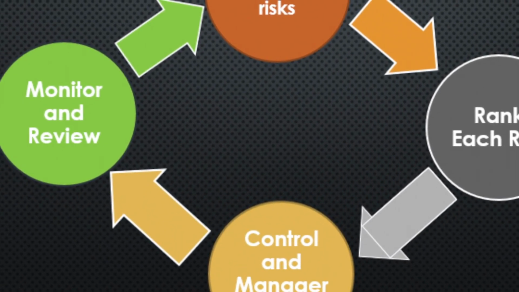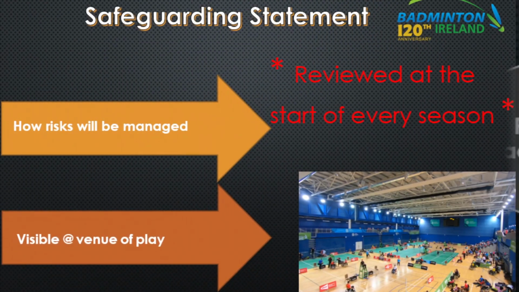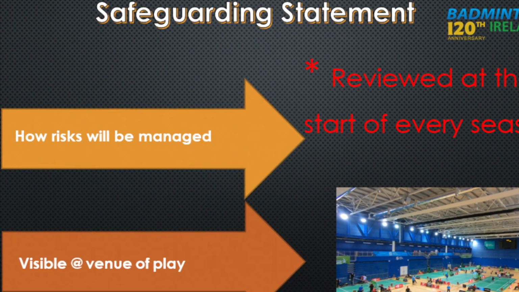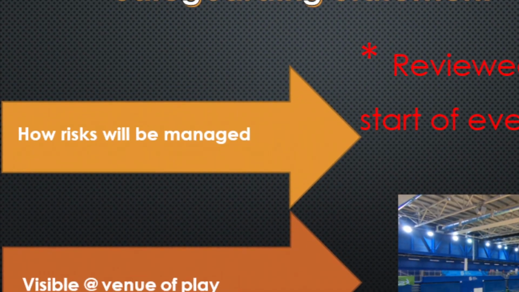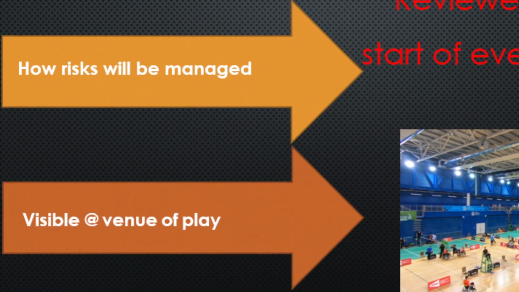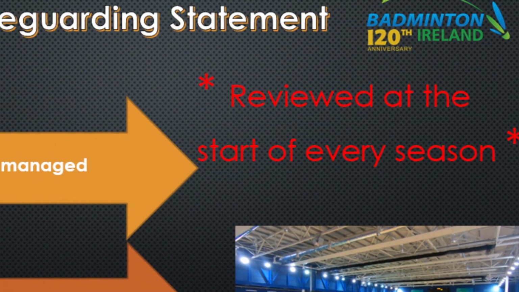Once the child risk assessment has been completed, organisations are required to develop a child safeguarding statement. This statement would outline how the risks identified in the child risk assessment will be managed. Documents should be made visible at your venue of play. These documents should be reviewed at the start of every badminton season.